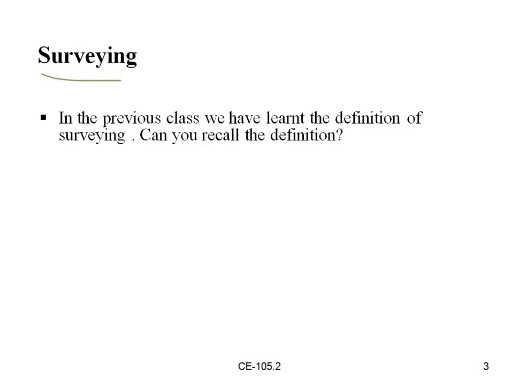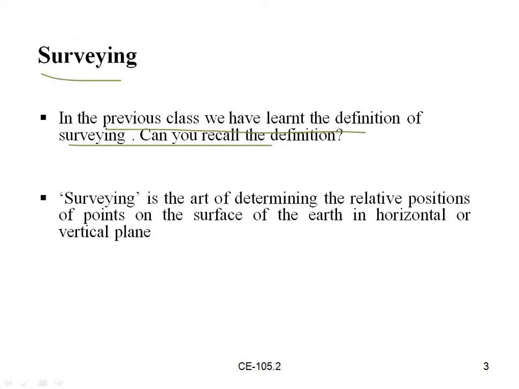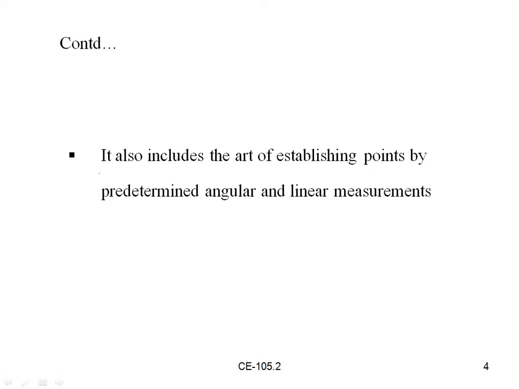So surveying, in the previous class we have learned the definition of surveying. Can you once recall the definition? Surveying is the art of determining the relative positions of points on the surface of the earth in horizontal or vertical plane. It also includes the art of establishing points by predetermined angular and linear measurements. So it is to determine the measurements or to establish points on the survey ground.